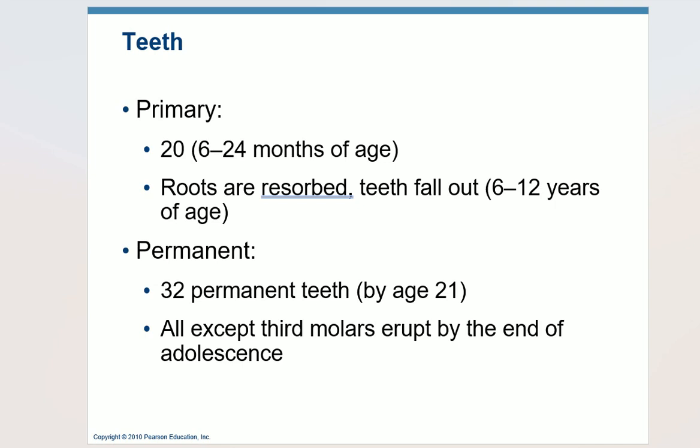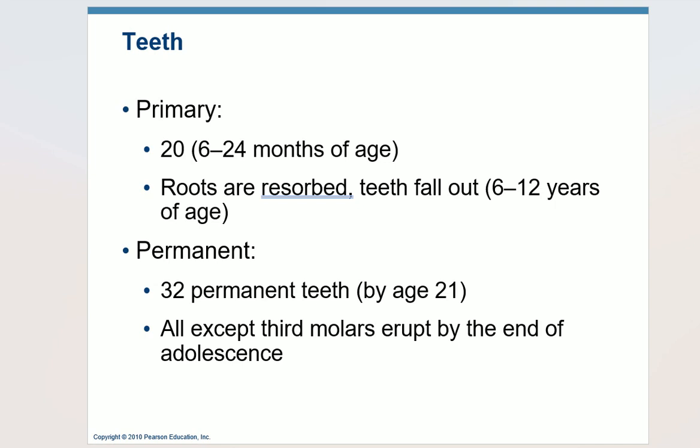So we got 2 sets. Got primary and permanent. Primary teeth, aka milk teeth, aka baby teeth, aka deciduous teeth. Now, most people don't know deciduous teeth. Think about it like deciduous tree leaves, they fall off. Deciduous teeth fall out. So primary, deciduous, milk teeth, baby teeth, all these are referring to the same teeth.